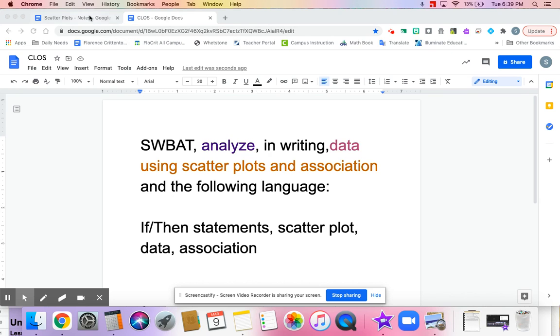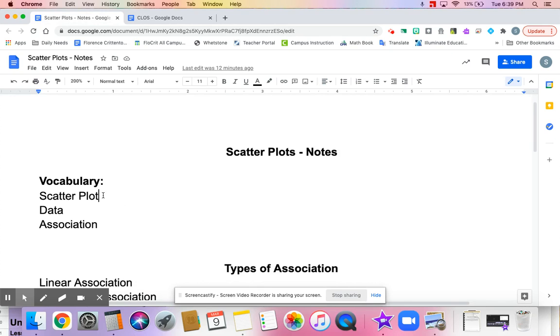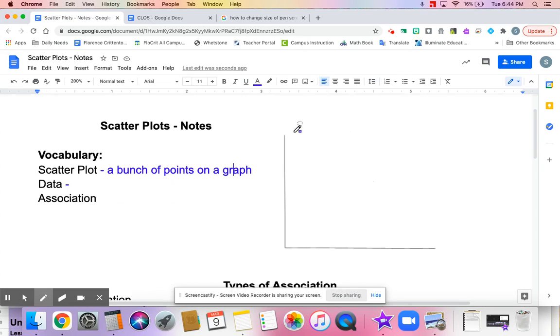Okay, so we'll start with the vocabulary. When you're making a scatter plot, a scatter plot is a bunch of points on a graph. So let's say I got this graph here, and there's a point there, and it's all scattered around. Scattered just means all over the place, and plot just means on a graph. So there's all these points on a graph, and it's called a scatter plot.